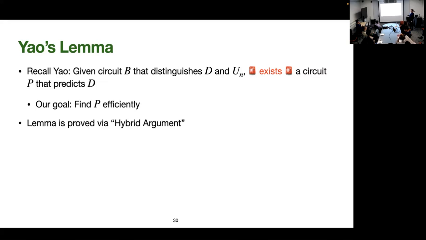The way Yao's lemma is proved is via the hybrid argument. What we're going to do is define a sequence of distributions where for the ith distribution, we plug in uniform bits for the first i-1 bits, and we plug in our bad distribution after that. So we're sticking the distributions together and sequentially replacing the good uniform distribution with the bad distribution D.